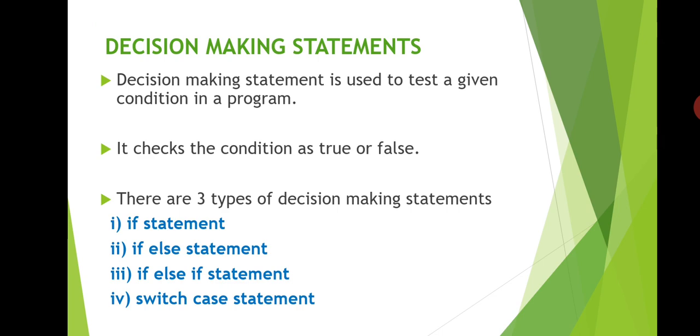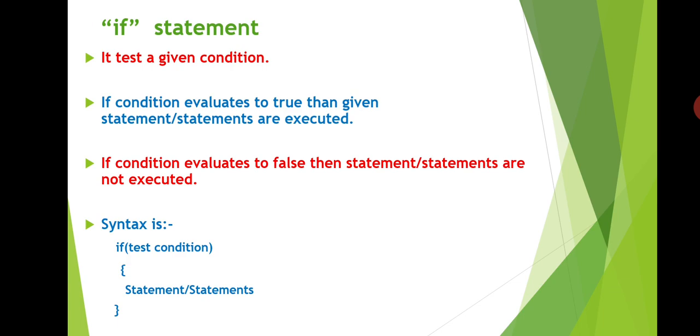Now we have decision making statements. These are the statements which help us to take decisions. How we take the decision depends upon the test condition. A condition which is being tested will give you an answer either true or false. So according to the result of the condition, we perform the action. Now, there are four types of decision making statements in Java: if statement, if else statement, if else if statement, and switch case statement. Now, we will see all of these one by one.